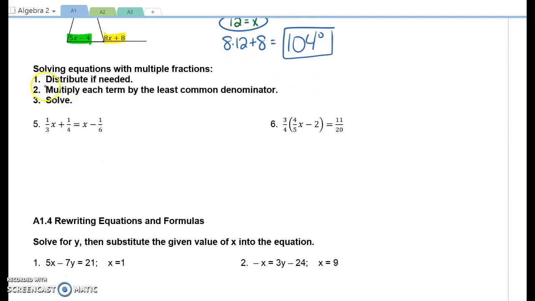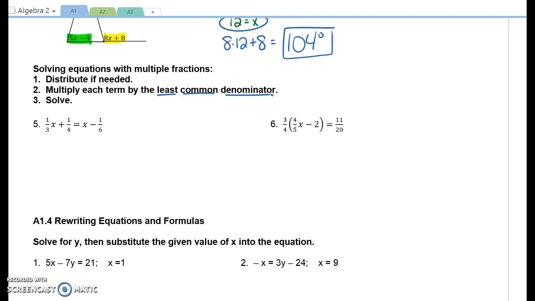So, we are going to distribute if needed. Like in number 6, we're going to have to distribute. Number 5, we don't have to. After doing that, you need to multiply each term by the least common denominator. The least common denominator is the smallest number you can find that you could change 3, 4, and 6 into using multiplication. So if you were going to get common denominators, what would the common denominator be?